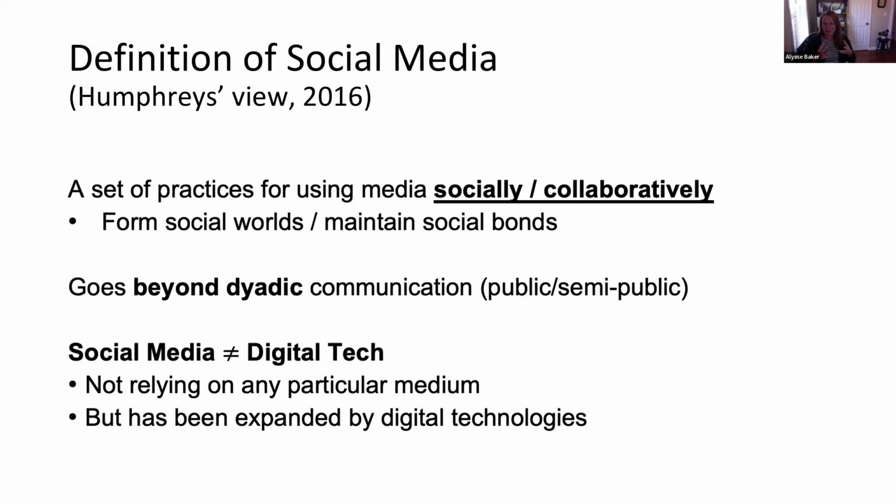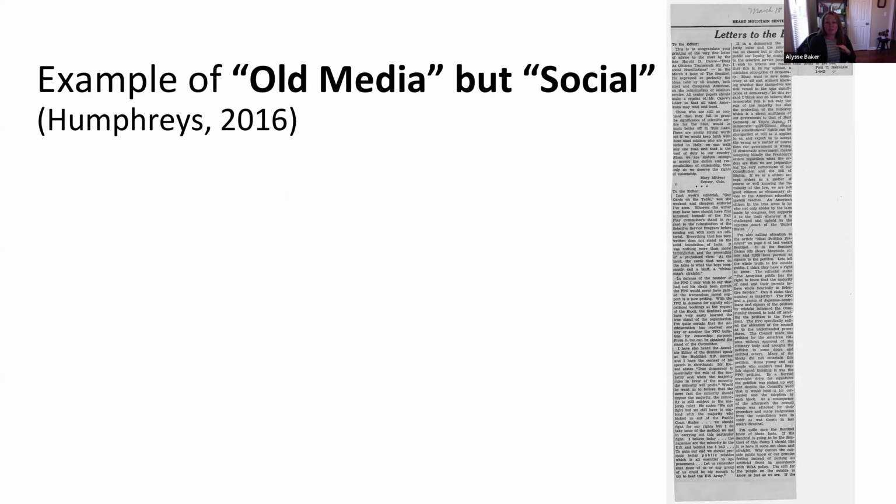If we think about our Facebook, that's a large network of people that's public or semi-public, or any other digital social media platform. But Humphrey's view basically says that we're not relying on any particular medium. This can be even in print, right? We'll talk about that in a second. This has been expanded greatly by digital technology. So old media, but still social.